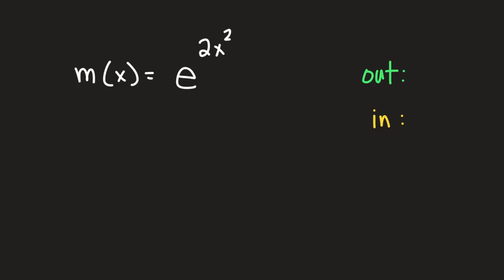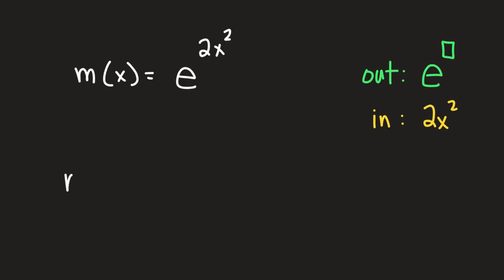So here we have another exponential. Anytime we have an exponential, your outer function is the exponential function, e to the power of whatever the power is. And the inner function is your exponent. In this case, our exponent is 2x squared.